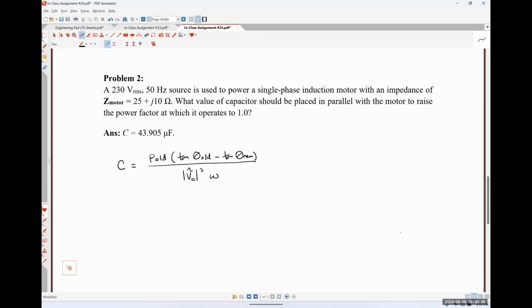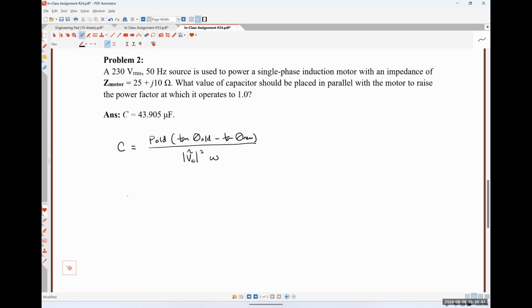You take the voltage squared over the impedance. So it won't be the voltage squared over the impedance. It's the voltage squared over the conjugate of the impedance. So S for our motor is just the magnitude of the voltage drop across our motor squared, divided by the conjugate of our motor's impedance.